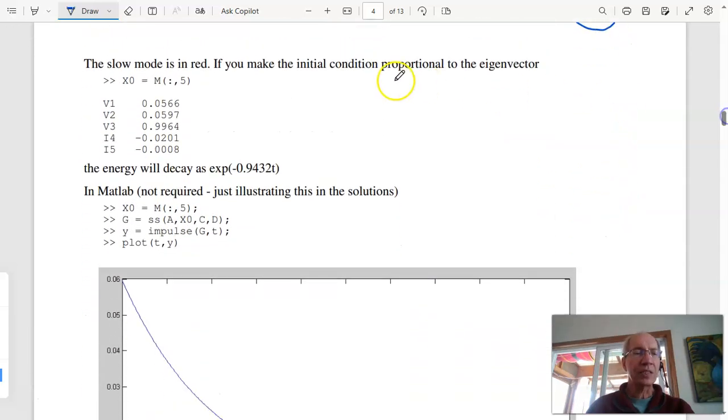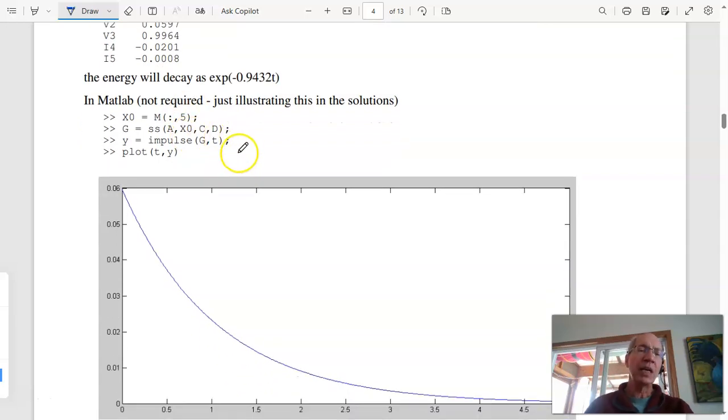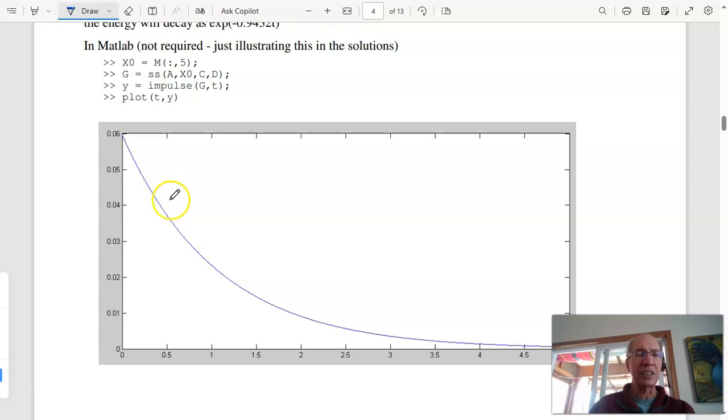If I try that, make this my initial condition, and find the step response in MATLAB, I use this form. I make my B matrix my initial condition and find the impulse response. The way that works is the integral of an impulse is 1 at t equals 0. That's my initial condition. Then it decays. Find the impulse response, and that decays as e to the minus 0.9t.